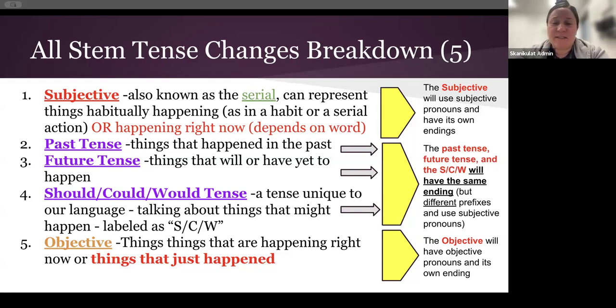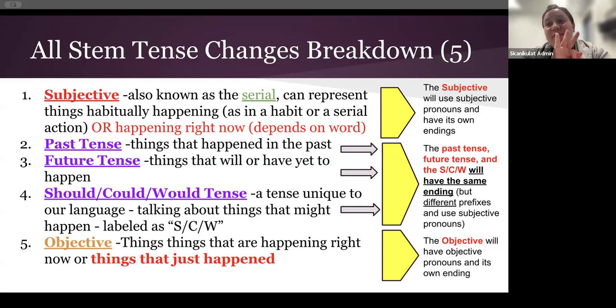Objective represents things happening right now or things that just have happened. If we look at the yellow arrow, it says the objective will use objective pronouns and it will have its own ending. So how many endings do we have total for all of the five sets? You can just share it on your end and I will share it here shortly.